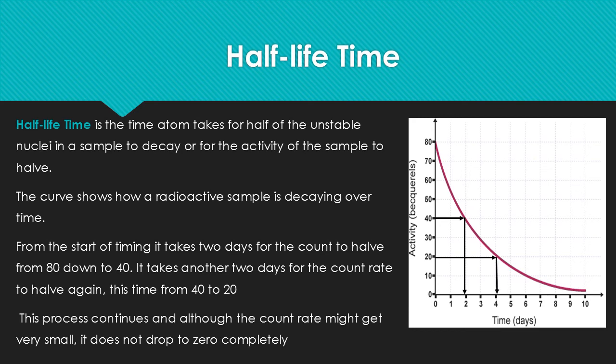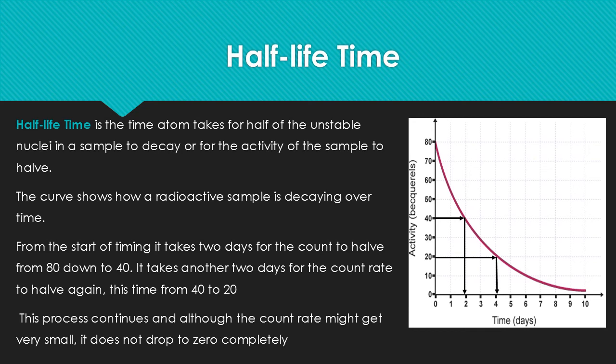From the start of timing, it takes 2 days for the count to halve from 80 down to 40. It takes another 2 days for the count rate to halve again from 40 to 20. Half-life time ranges from seconds to thousands of years.